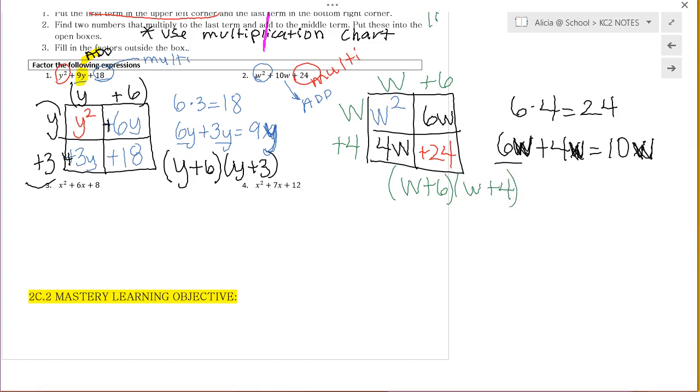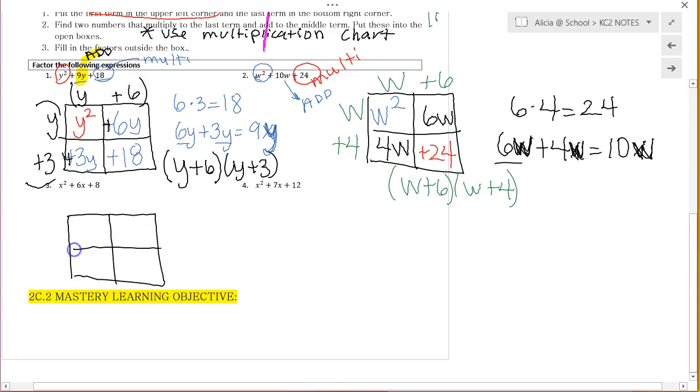All right, last two examples. I have x squared plus 6x plus 8. So again, start off with my Punnett square box. I'm going to take that last term and put that in the bottom right. That's what I'm going to be multiplying to. That's the number I'm looking for on my chart. My first term goes in the top left. And I need to add to 6x. So things that multiply to 8, but add to 6.